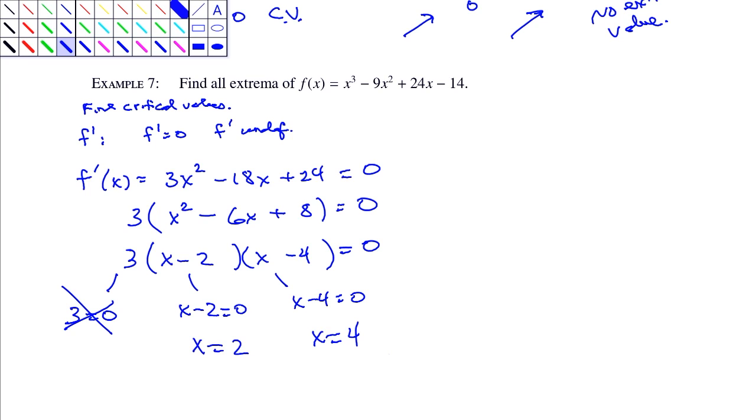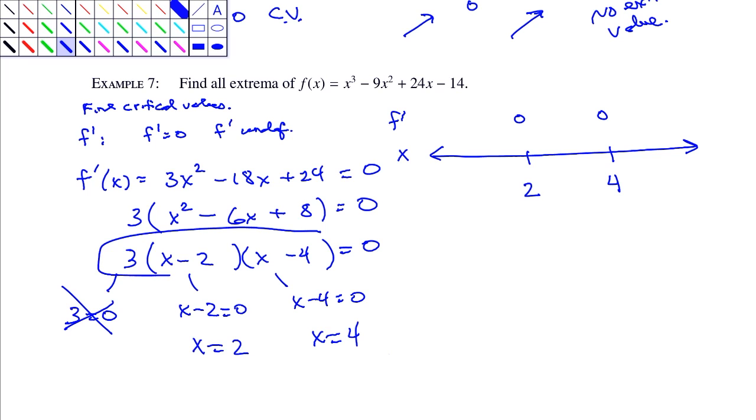We need to determine explicitly which critical values we have. What are they? Are they local mins? Are they local maxes? We'll do that by creating the sign chart. So we have f prime, and we have x. We need to test the derivative to see if we have a positive or a negative. And I'm going to use this version of the derivative.